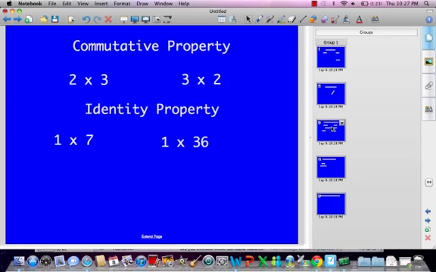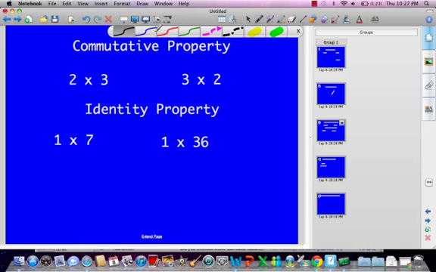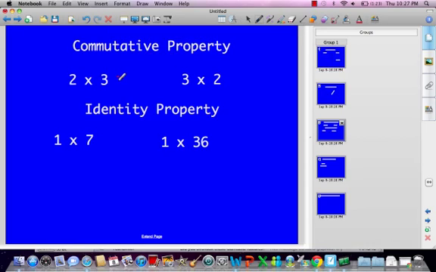There's a couple different properties to keep in mind when we do these problems. So anytime you have something like 2 times 3 or 3 times 2, the answer here is going to be 6, as we figured out on the first slide there. When you have the order switched and you still end up with the same answer, that's called the commutative property of multiplication. The order doesn't matter. I could put the 2 first, or I could put the 3 first. I'm going to get the same answer. That's what it means.